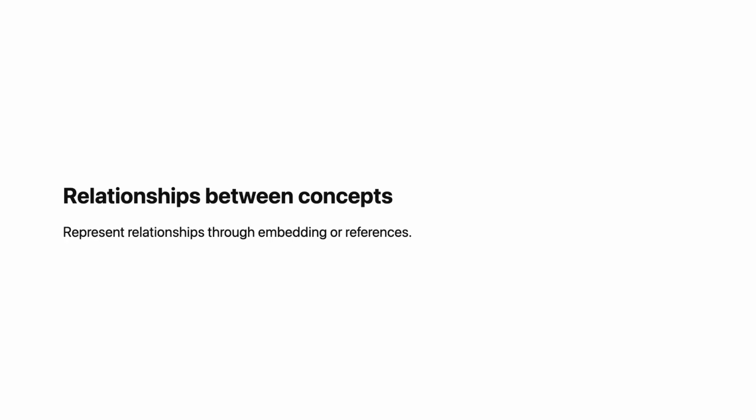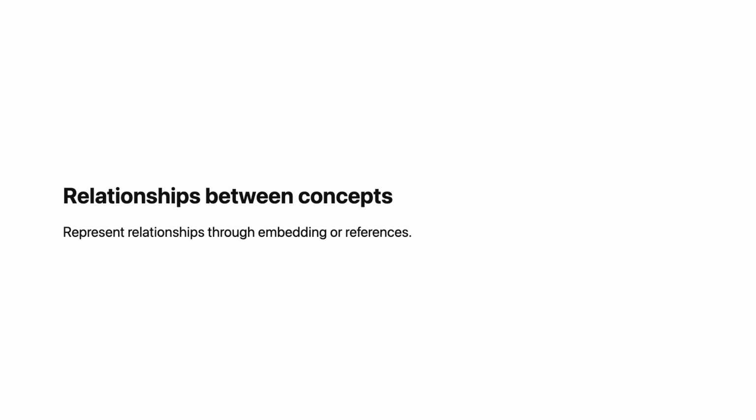How do you represent relationships? One approach, include one type inside another. A book contains an author object. This works for simple cases. Another approach, use identifiers. A book has an author ID. The author exists separately. You look up the author by ID when needed. This is more flexible. The choice depends on your needs.